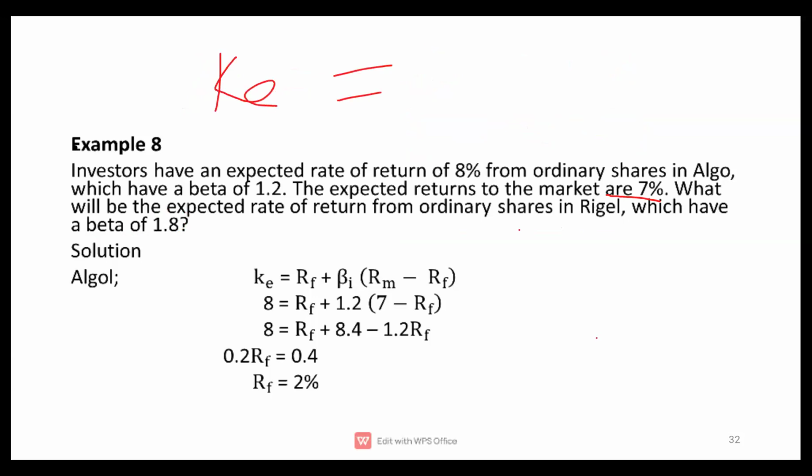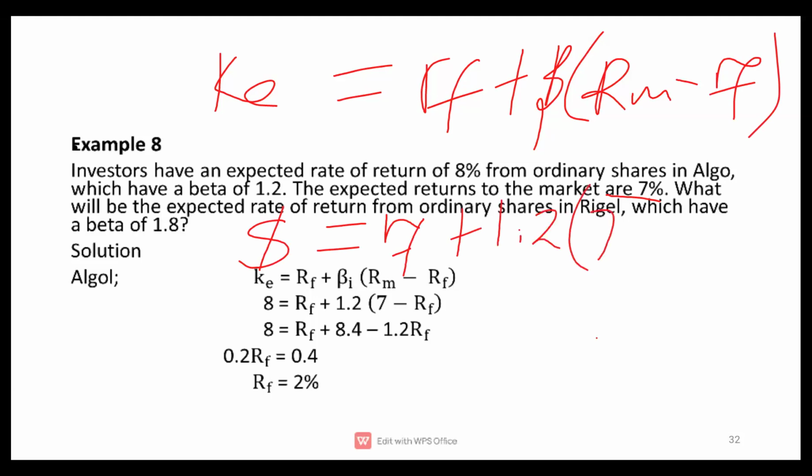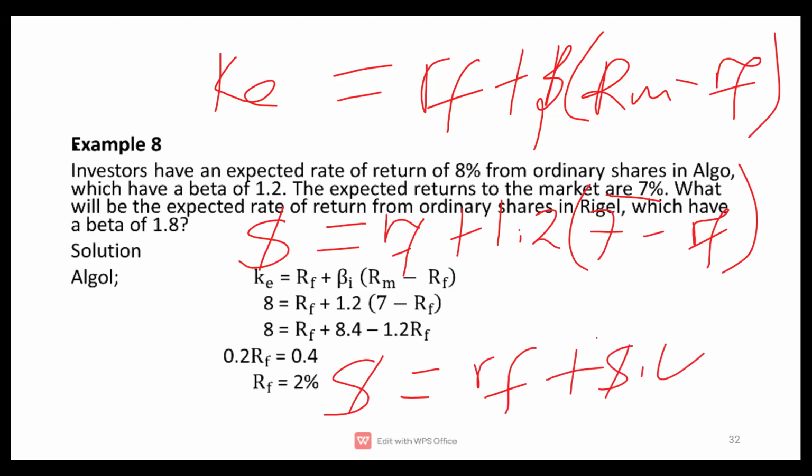Cost of equity is equal to the risk-free plus beta times the return on the market minus risk-free. The risk-free rate we don't know, but the cost of equity for Algo we know. We are looking for risk-free. His beta is 1.2. The return on the market is 7 minus the risk-free. Let's work out the risk-free rate. We shall have 8 equal to the risk-free plus 8.4 minus 1.2 risk-free. Collecting like terms together, we just want risk-free. You find that the risk-free rate is 2%.